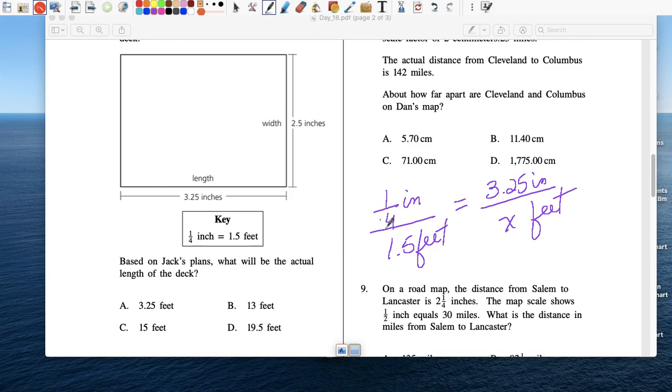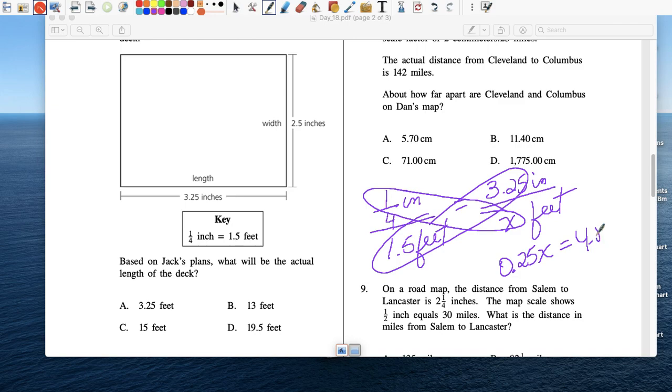Well, cross multiply again. So x times 1/4. I'm going to use a decimal, so that's 0.25x when I multiply these two. Multiply those two: 1.5 times 3.25 equals 4.875, which we're going to divide by 0.25. So his deck in real life is 19.5 feet in length.